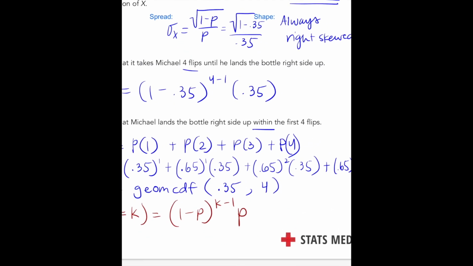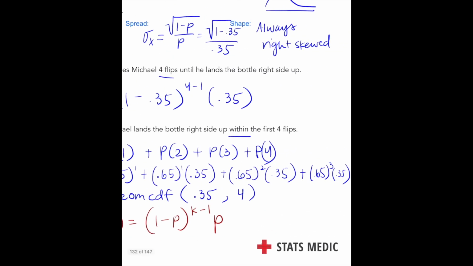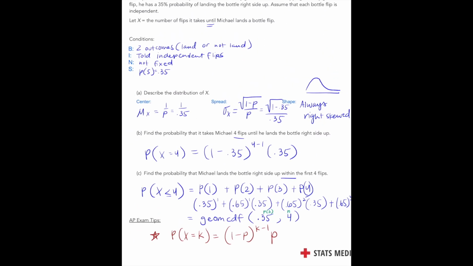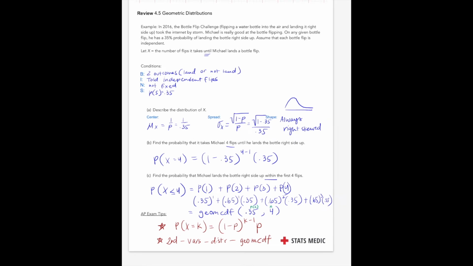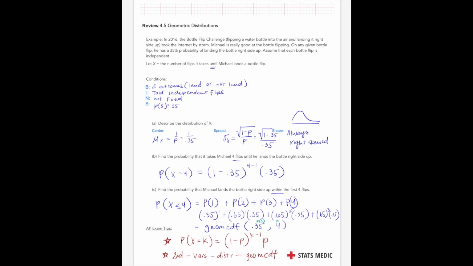And then you always want to label what each of these values are. So I'm gonna label this as probability of success, and then I'm gonna label this as n. To find it in your calculator, it's the same area as where you'll find binom, which is second vars, and then distribution, and then just go down until you see geometric CDF. Okay, so that's how you are going to calculate that.